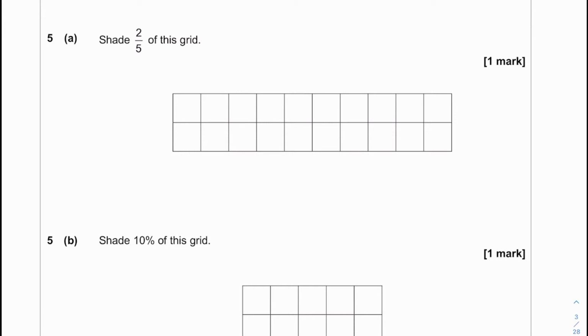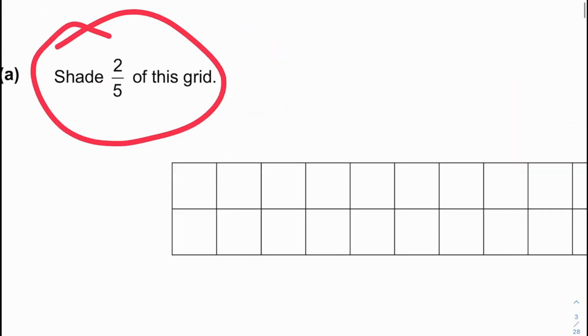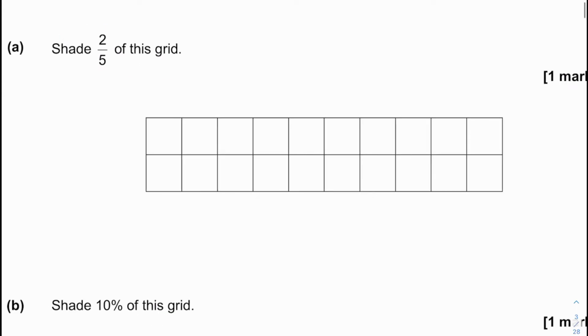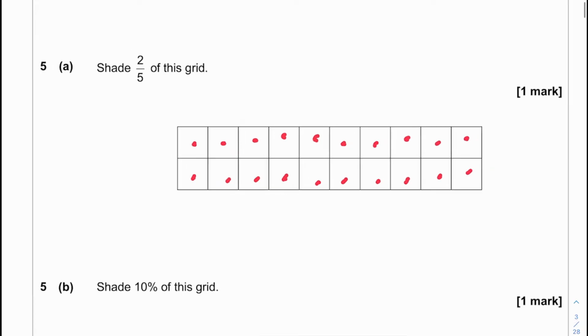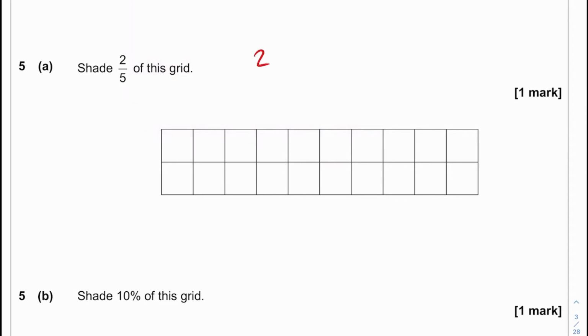Question 5 part A is worth 1 mark again, and we need to shade 2/5 of this grid here. So the first thing to do is to calculate how many squares we've got on the grid, so we know how many we need to shade in. So we've got 1, 2, 3, 4, 5, 6, 7, 8, 9, 10, 11, 12, 13, 14, 15, 16, 17, 18, 19, 20. So we've got 20 squares, and then we need to shade 2/5.